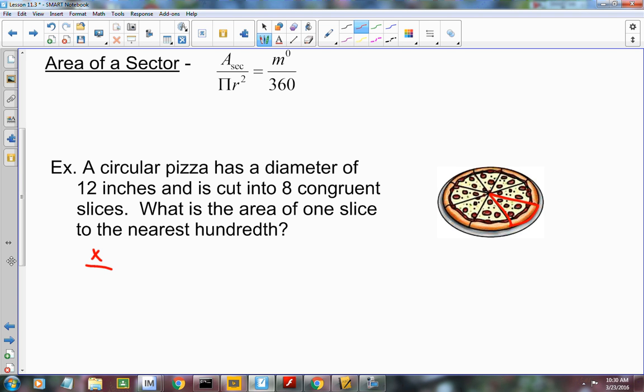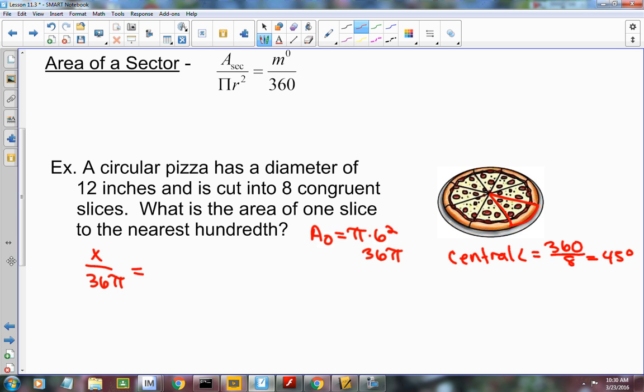It tells me the diameter of my circle is 12. So what's the area going to be? Pi times 6 squared, right? So the area of the circle is pi times 6 squared, which is 36 pi. So it's going to be x over 36 pi. Then it asks for the measure of the central angle. Now, I don't know what that is, but I know that I have 8 pieces of pie, right? They're all the same. And so how do I find the measure of the central angle? You divide 360 by 8, which is 45 degrees.